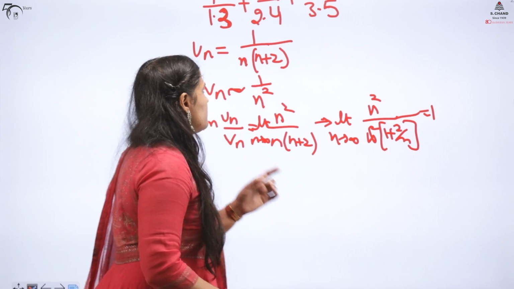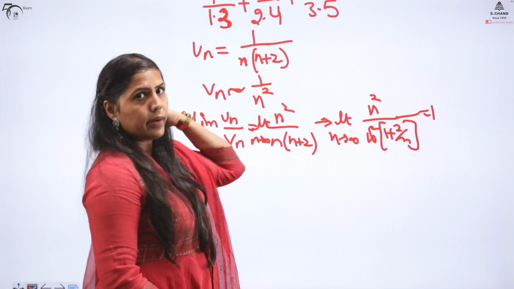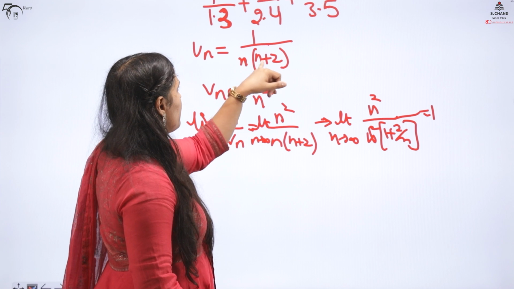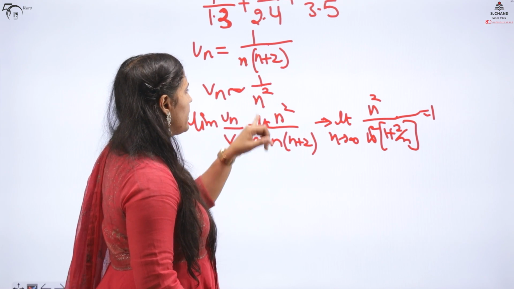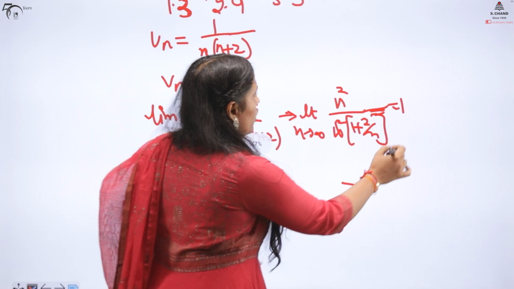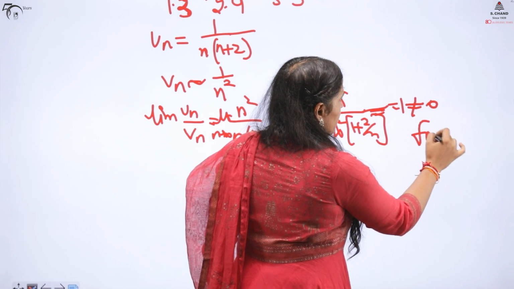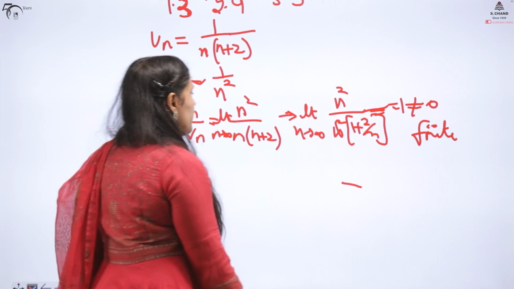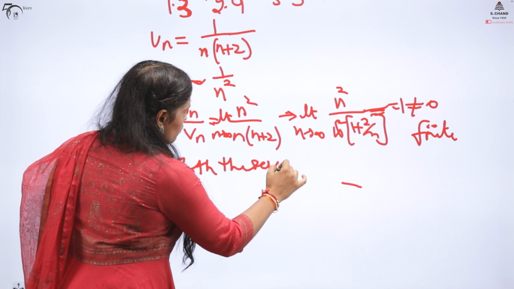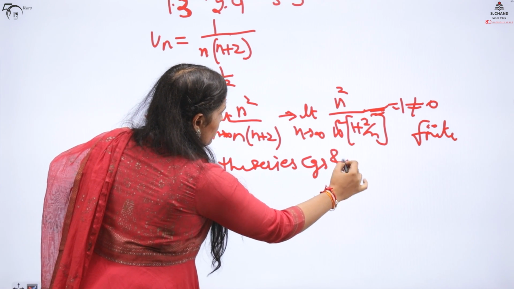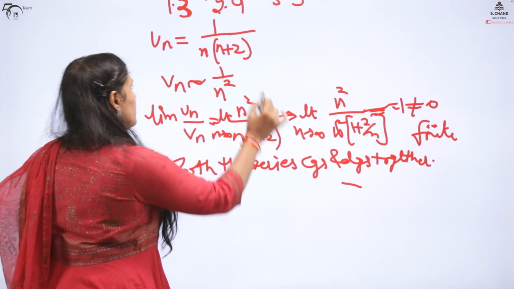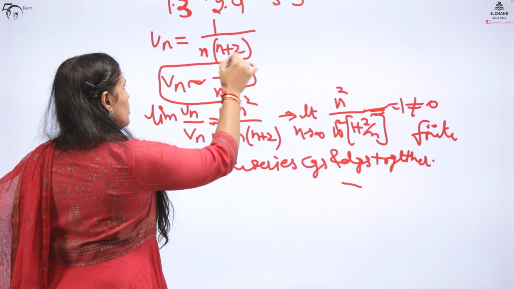Second comparison test says कि अगर आपके पास एक सीरीज है उसको आप किसी से कंपेयर करोगे, you choose the series very wisely कि आप जैसे यहाँ पे n² है, you are taking it n² because n² will get cancelled. It is coming out to be 1. It is non-zero, finite, and according to the second comparison test, both the series will converge and diverge together. तो इट मीन्स एक सीरीज का बिहेवियर आपको चेक करना है एंड द अदर विल कन्वर्ज और डाइवर्ज ऑटोमेटिकली.